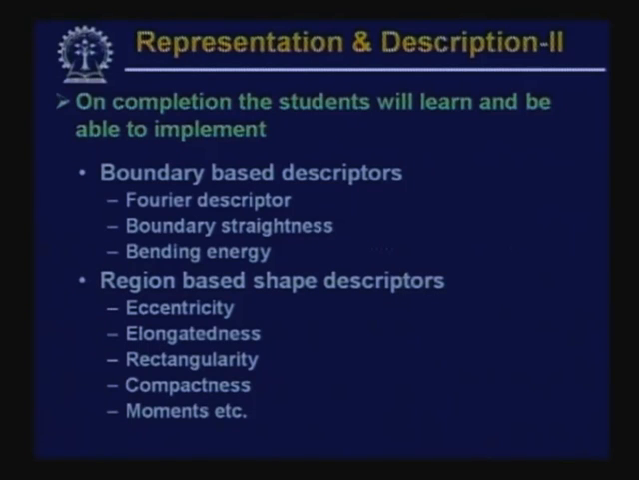Now, similar shape information we can also get from the region, not only from the boundary. From the entire region we can also capture the shape information of that particular region. So, we will talk about some of the region based shape descriptors like eccentricity, elongatedness, rectangularity, compactness, moments, and some other descriptors, which are the shape descriptors that can be extracted from the entire region, not only from the boundary.